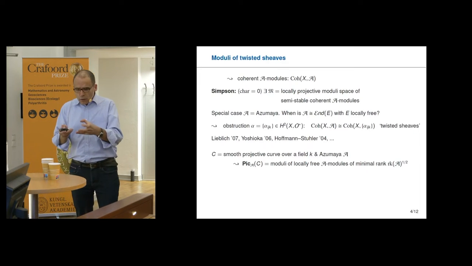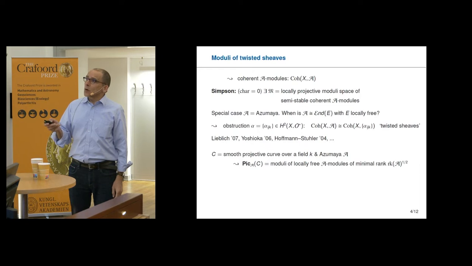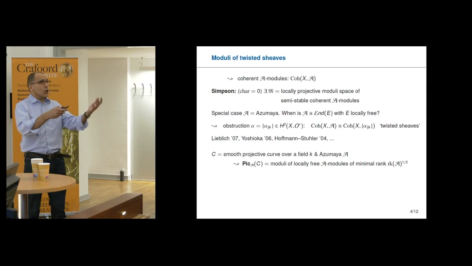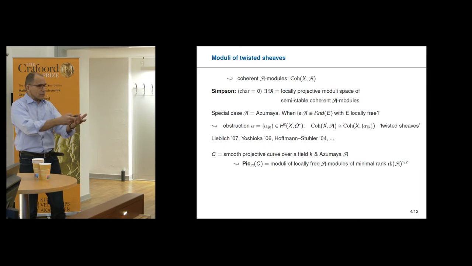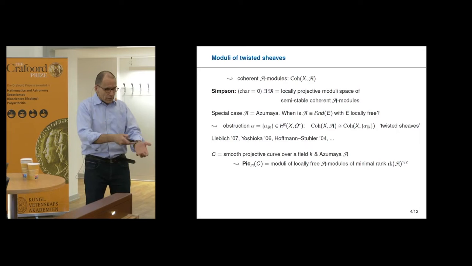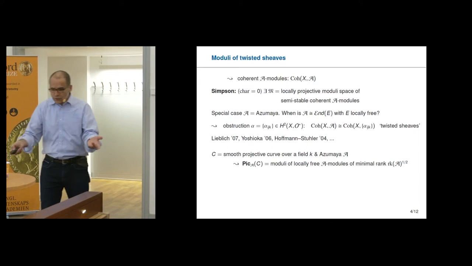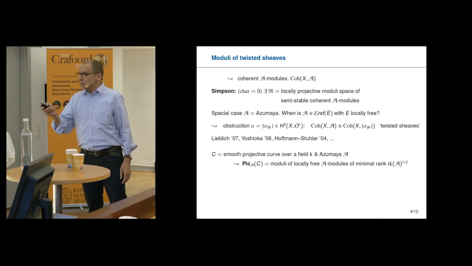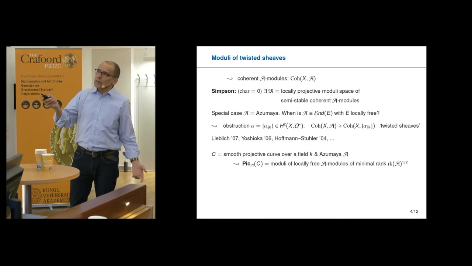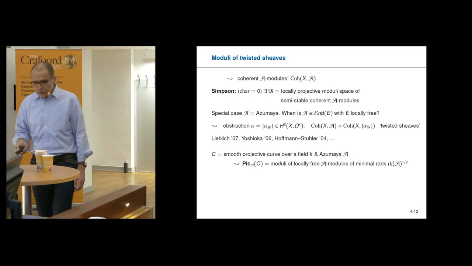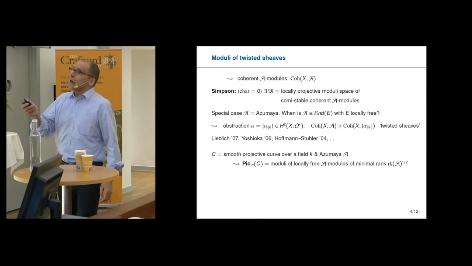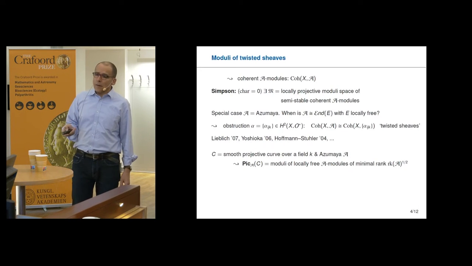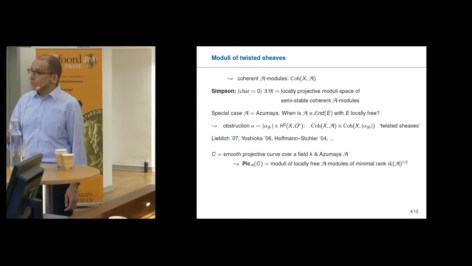And the easiest moduli space is the moduli space of locally free A modules of minimal rank. So if you think back of a curve, and you just look at the case where the Azumaya algebra is the structure sheaf, then we were just looking at sheaves or bundles on the curve, and then the minimal rank would be 1. In general, the minimal rank would be this number for some reason, and we look at the moduli space of locally free sheaves of those. There's no stability condition, and this, according to Simpson, is a locally projective variety.